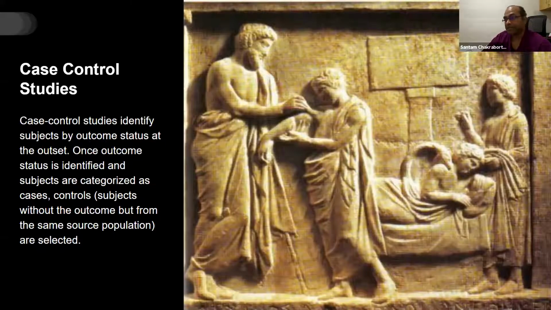Let's start off with case control studies. Now, case control studies start out by identifying the subjects by the outcome. What does that mean? It means that you identify subjects who have the disease of interest. Say you are studying lung cancer, you will start out by identifying cases of lung cancer, and you will identify controls. These will be subjects who do not have lung cancer but will typically come from the same source population.